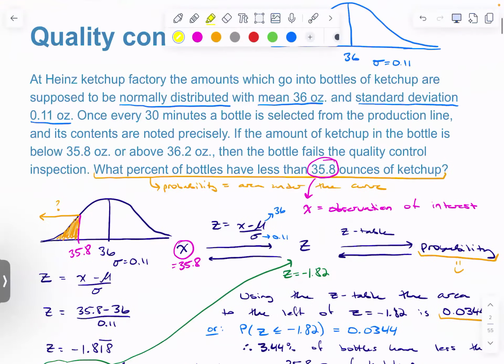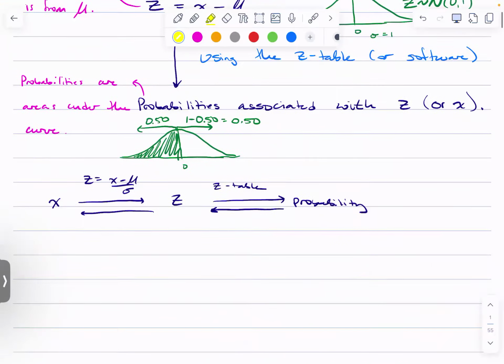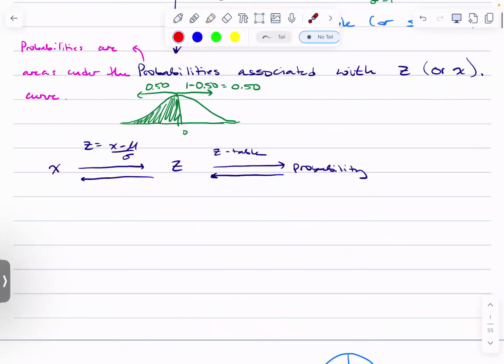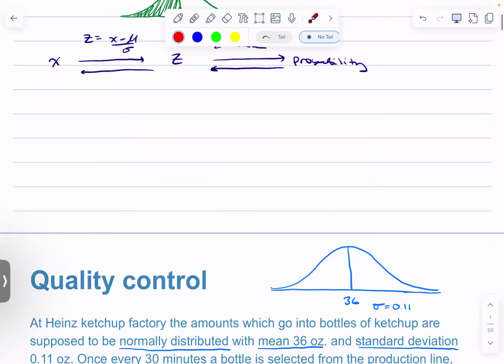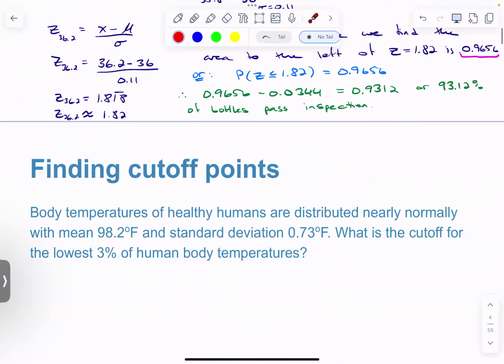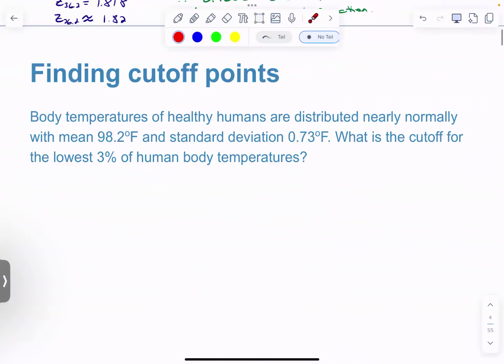So now, like I said, we've done 2 problems working from an X to a probability. Now we're going to work from a probability back to an X, and show you what that looks like. We'll introduce a new example.